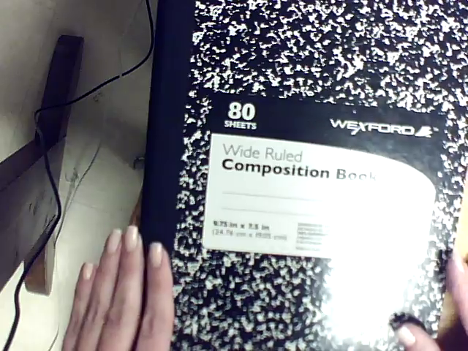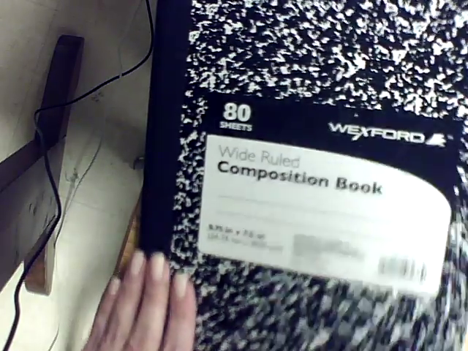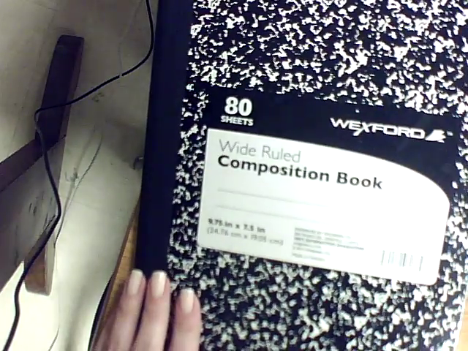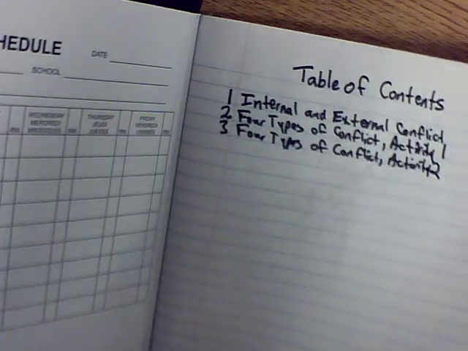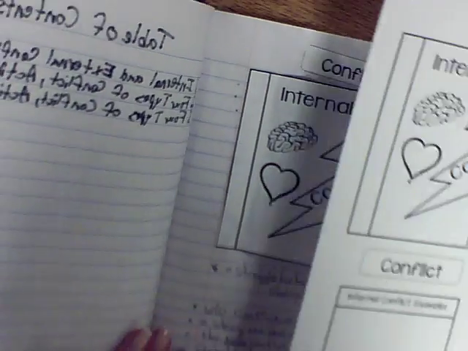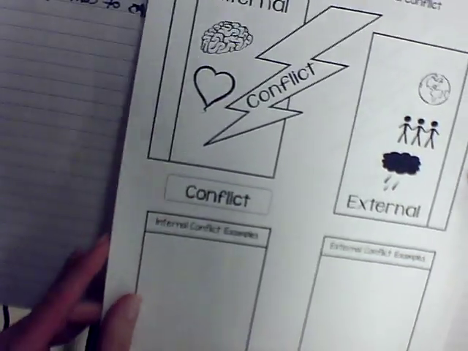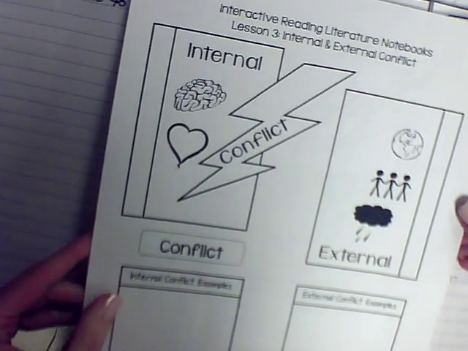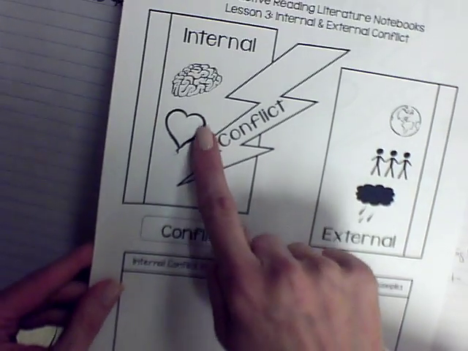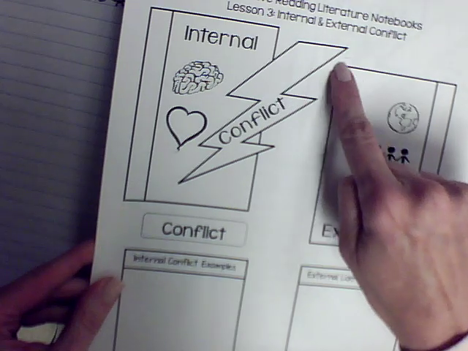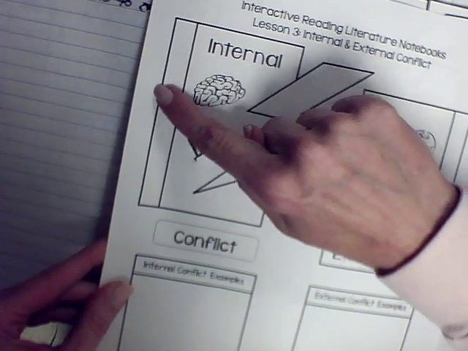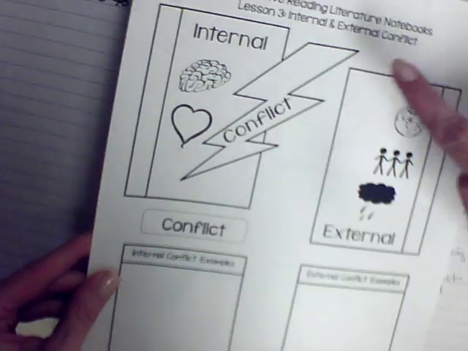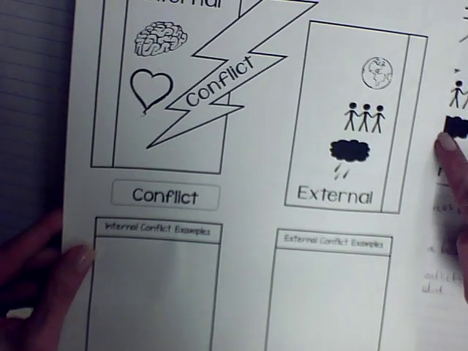All right. This is what we're going to do for our first page in the composition notebook. After the table of contents, remember you should have the table of contents, and then we're going to have internal and external conflict. So you're going to take this sheet of paper that I've given you, and you're going to cut out this. Make sure you cut around the lightning bolt and outside of here. Same thing, cut along the outside.